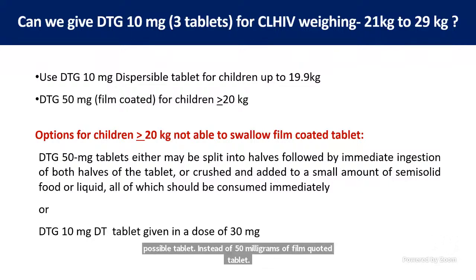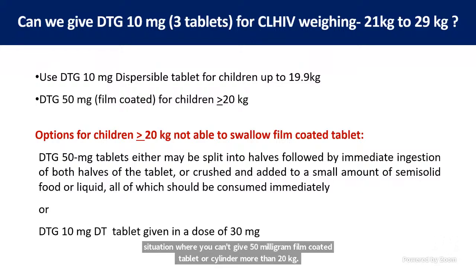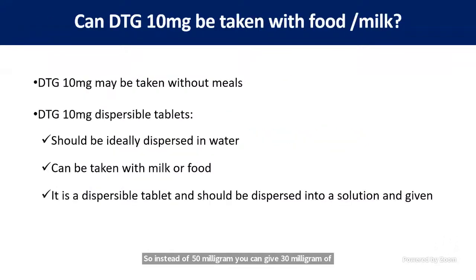So this point needs to be kept in mind if in some rare situation you can't give 50 milligram film coated tablet for children more than 20 kgs. Instead of 50 milligram, you can give 30 milligram of dispersible tablet. But these are in a rare situation. I am stressing that point now.